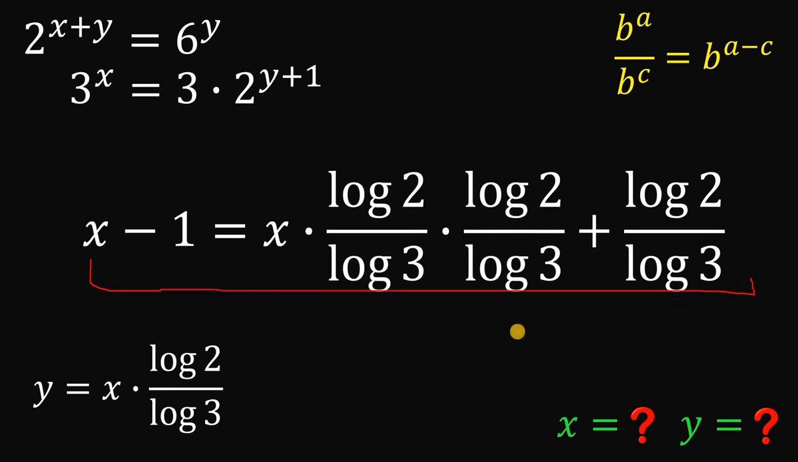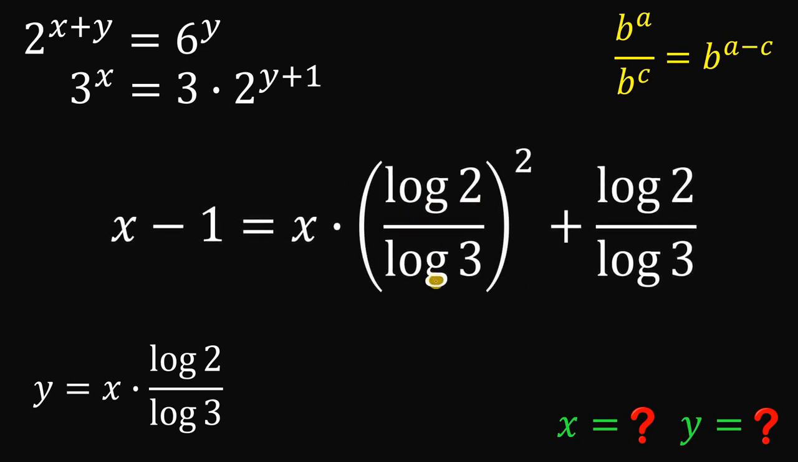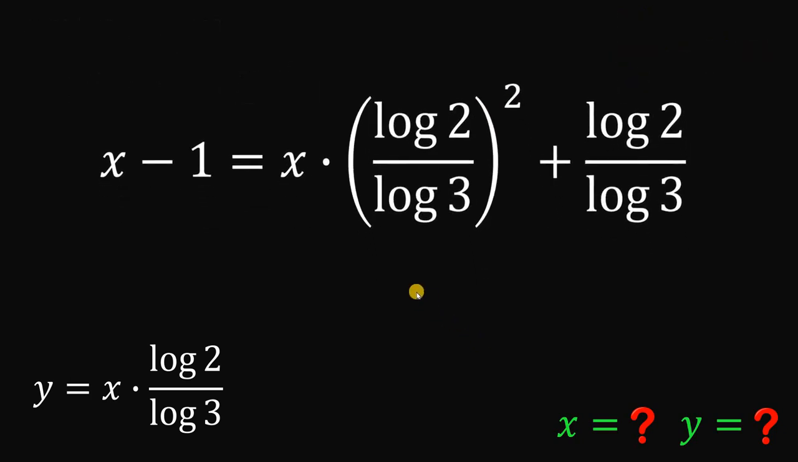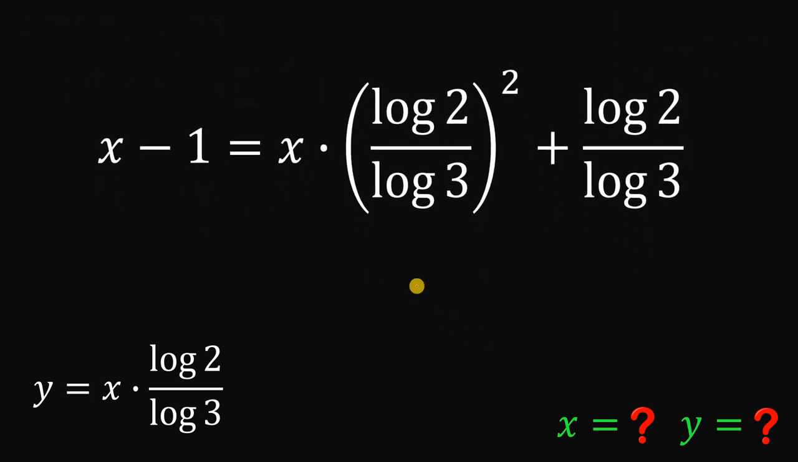But before we solve for the value of x, let's simplify first. Logarithm of 2 over logarithm of 3 multiplied by itself. So this can be simplified to logarithm of 2 over logarithm of 3 raised to the power of 2. Now, let's focus on this equation. And now, let's solve for the value of x. So, let's rearrange some terms a little bit.